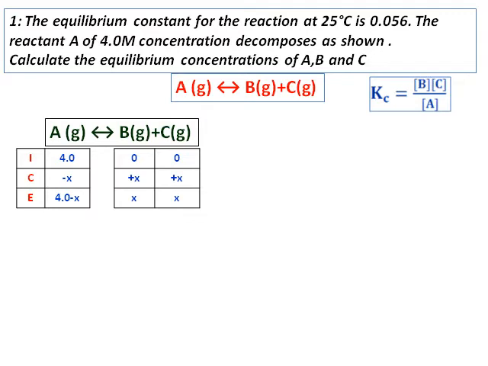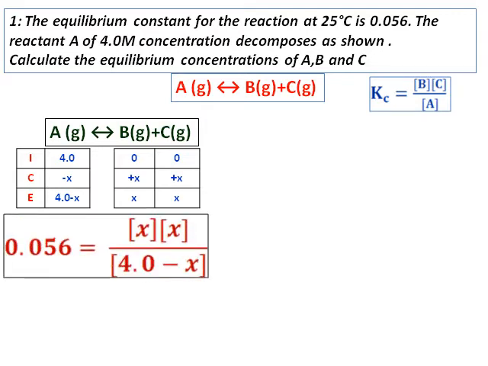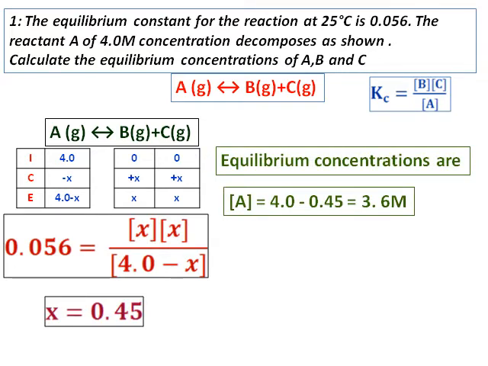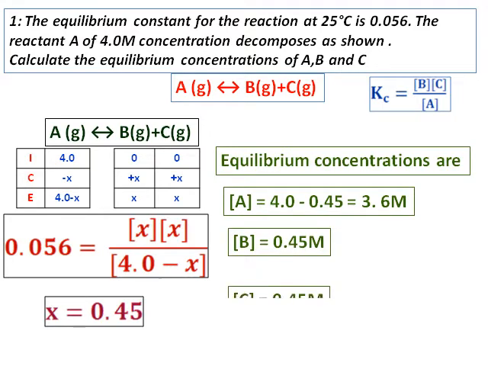So now we have the equation which says what Kc is. Kc is given as 0.056. 0.056 is equal to, substitute the value of concentration of B and C and also A, and I get the value of X, and I get X is equal to 0.45. Now the equilibrium concentrations will be, concentration of A will be 4.0 minus 0.45, that is 3.6 molar, and concentration of B and C will be the value of X, that is 0.45 molar.